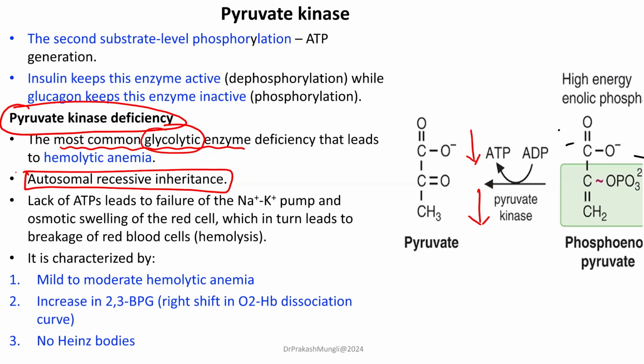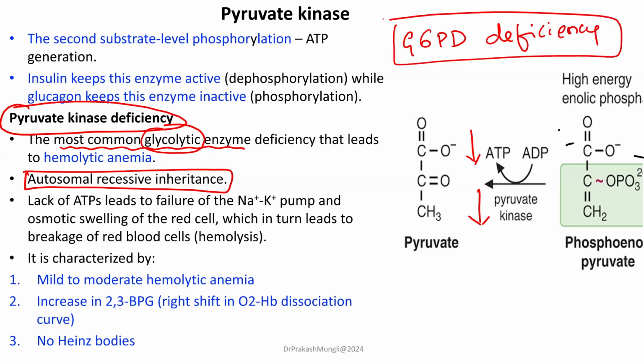Why? Because the most common cause of hemolytic anemia that I said is G6PD, glucose 6-phosphate dehydrogenase deficiency. G6PD deficiency is the most common cause of hemolytic anemia. And this G6PD deficiency follows an X-linked inheritance pattern.